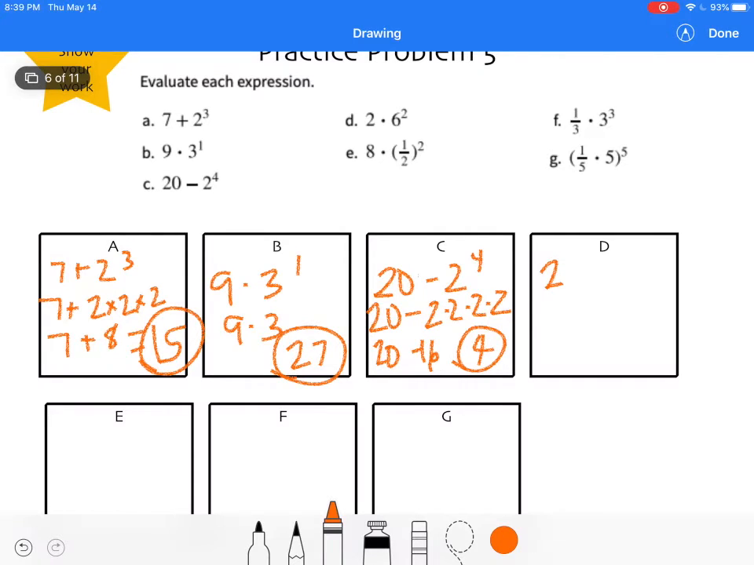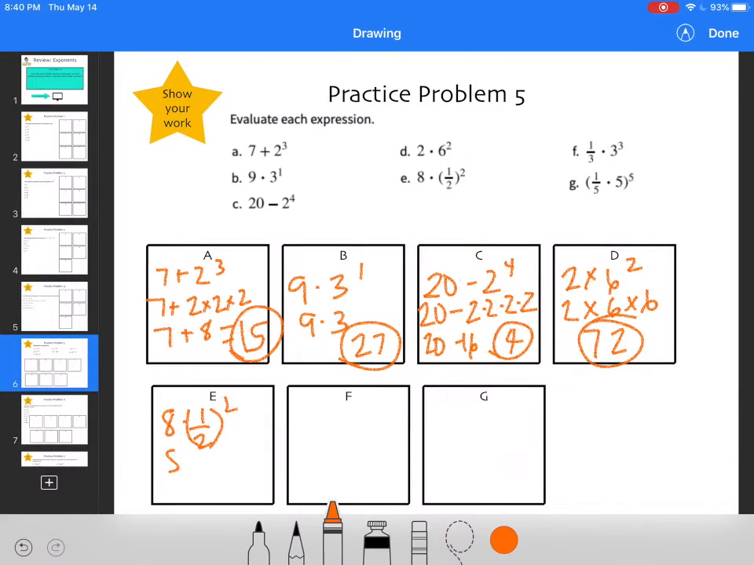D is 2 times 6 to the second power. So that's 2 times 6 times 6. It doesn't matter the order here because they're all multiplication. So 12 times 6 is 72. All right, and then E is going to be 8 times 1/2 to the second power. So that means 8 times 1/2 times 1/2. So I'm doing 8 times 1/4. So I get 8/4 or 2.